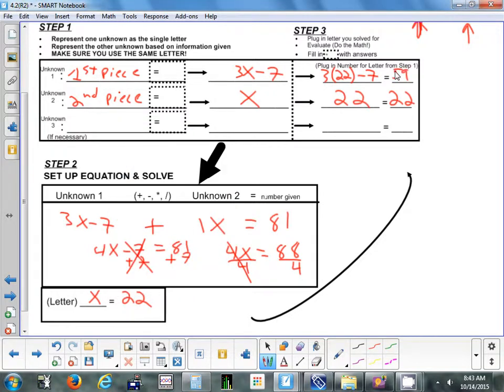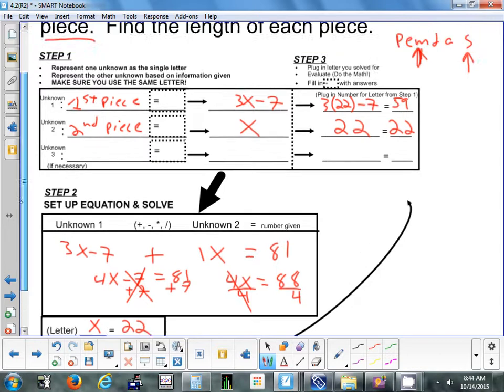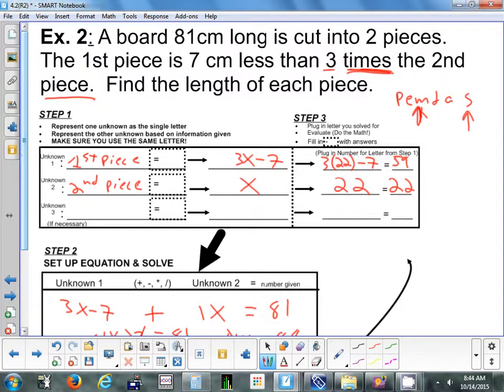Okay. So now, how long is the first piece of board here? First piece is how long? Yeah, go ahead. Yeah, 59. Okay, so that's 59 centimeters. And how long is the second piece? Maria? 22. Yep, good. Okay, any questions on that one?